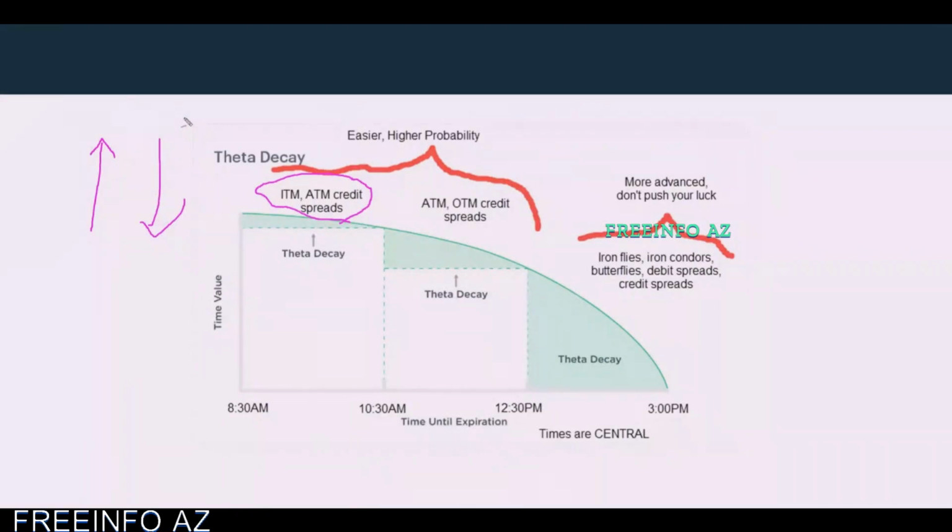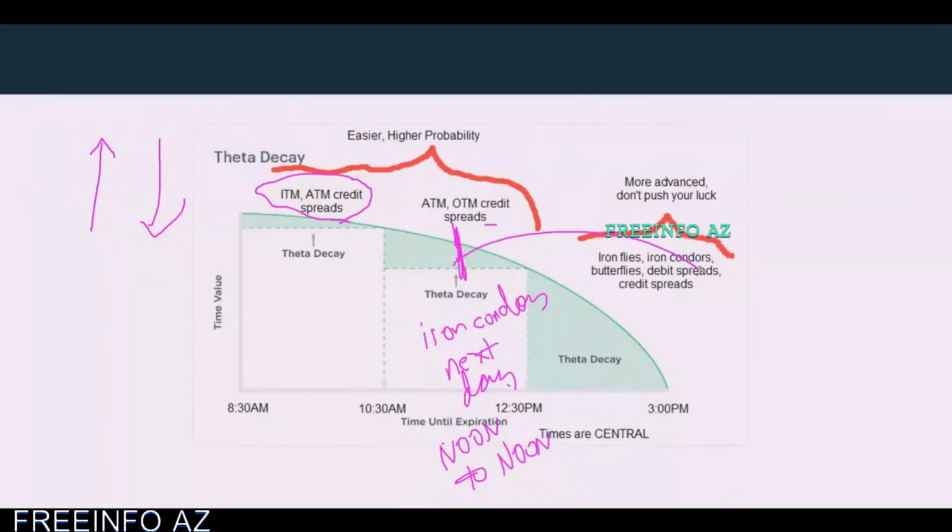Then as we get to 10:30 to 12:30, I will look at the money or out of the money credit spreads, and sometimes I'll do iron condors for the next day. That's something we'll do during the live trading. I found that from noon to noon is a good time to do condors, because at noon you have a good idea of what kind of market it's going to be, and then you can go one standard deviation out, as long as there's not an FOMC meeting or something like that. They've been pretty consistent as well.